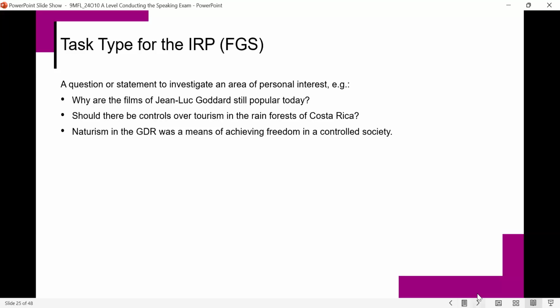And you do need to make sure that there is something broader than just descriptive, why and should there be, okay? So we're not just saying the films of Jean-Luc Godard, because we're not looking just for a list, we're not looking for just description, but we're looking for why are they still popular today? What do they say about French society? And so on and so forth.